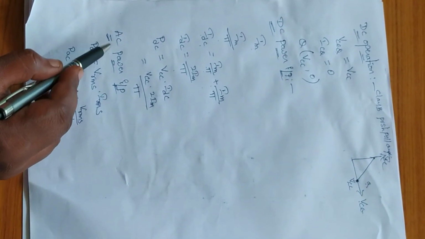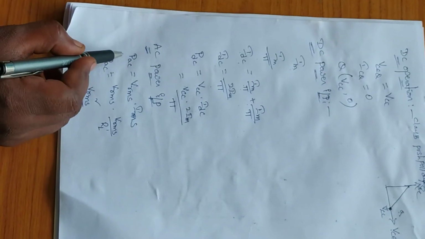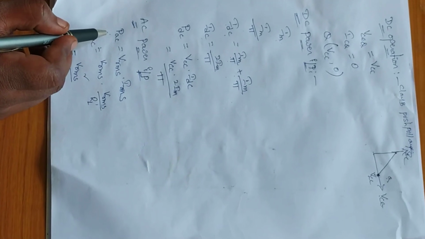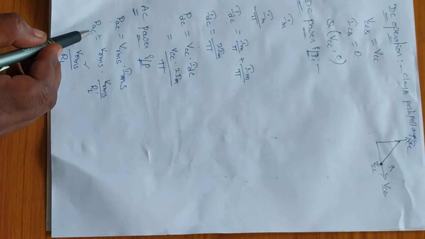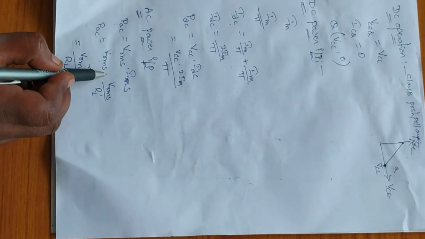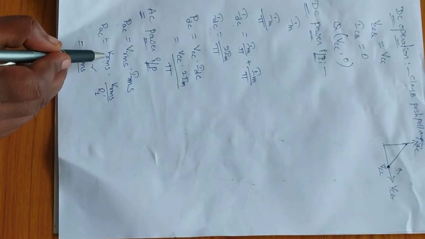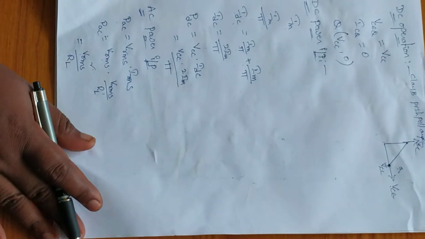Next, AC power input. We have to calculate PAC. We need RMS values. So PAC equals VRMS into IRMS. I can write IRMS as VRMS by RL dash. So PAC equals VRMS into VRMS, that is VRMS square by RL.